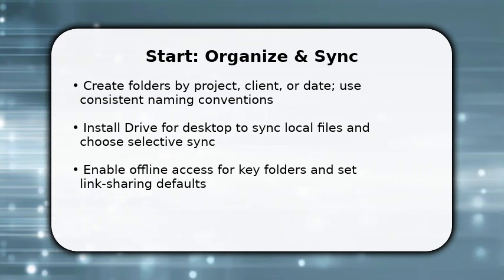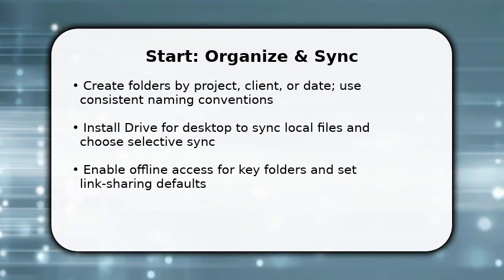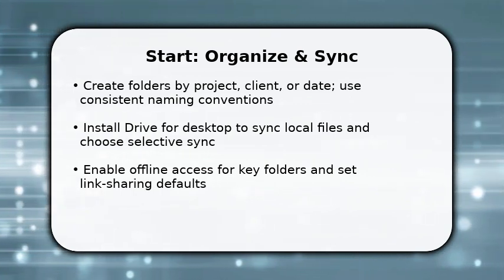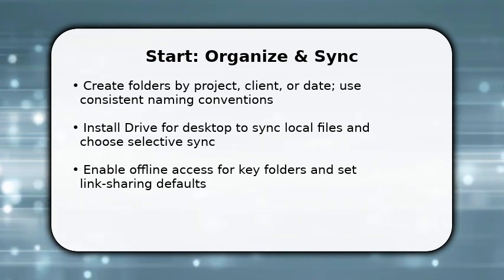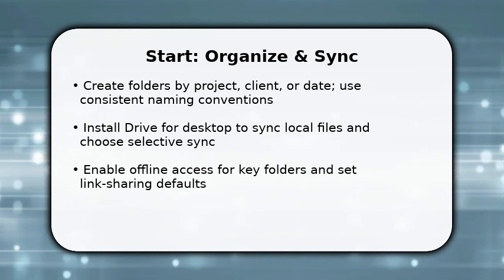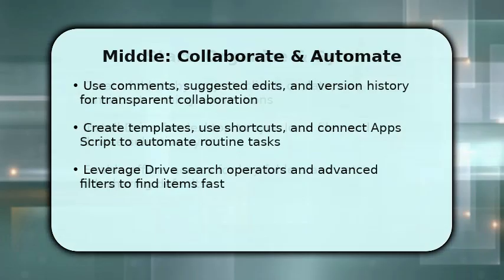Once done, enable offline access for essential folders and set link sharing defaults to your preferred permission level so collaborators see the right access. These steps establish a repeatable structure and reduce friction later, which saves time when you scale or collaborate. Now focus on collaboration and automation.